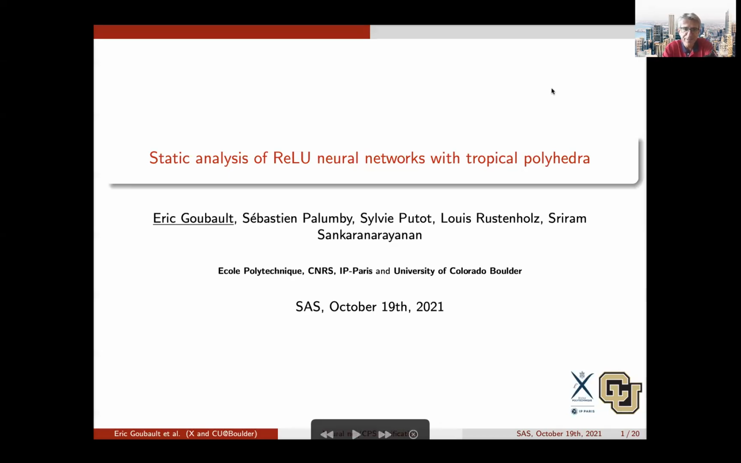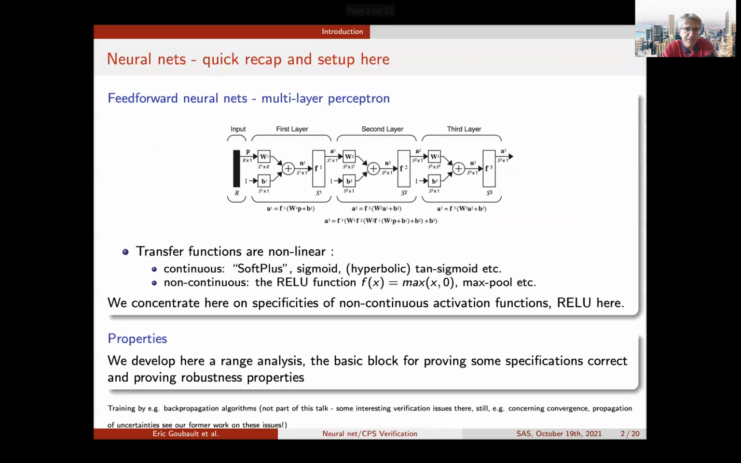Hi, this paper describes a new framework for statically verifying ReLU neural networks, that is, these particular feedforward neural nets made up of linear layers followed by ReLU functions. This static analysis will allow us to give approximations of ranges, and will show how this permits us to show some specifications correct.